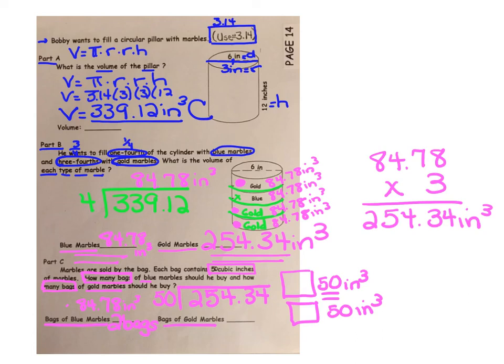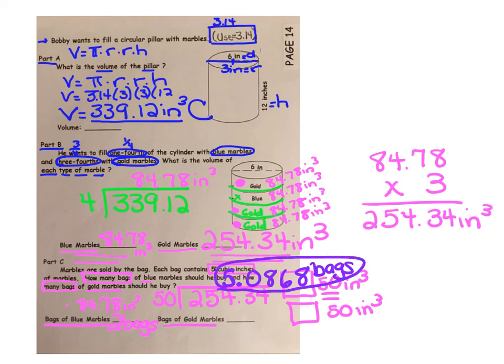Divide and see how many bags are needed to fill this space. Pause the video and divide on your own. Write your answer down above the division symbol. You should have gotten something like this. We can see that a little over 5 bags are required.